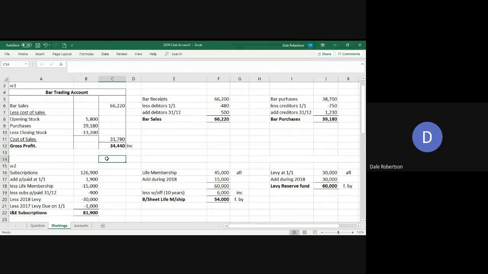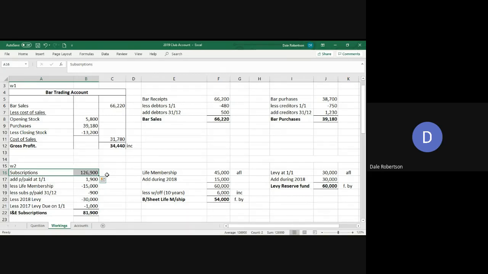Working number two is subscriptions. You're going to take the original number for subscriptions from the bank account, 126,900. That's how much we have received in subscriptions, or so we think. However, there are things in there which should not be counted.